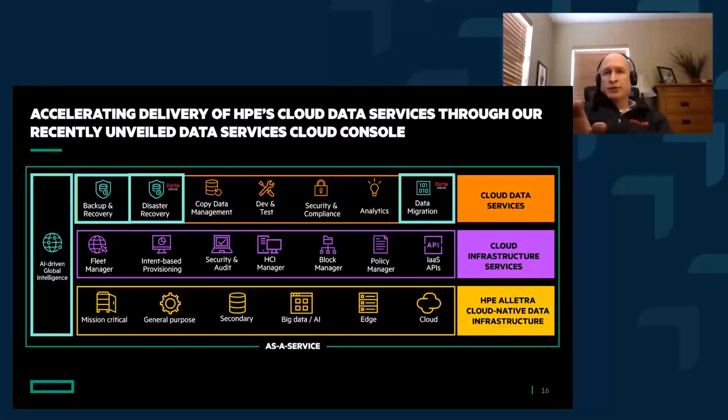So the infrastructure is on the bottom. Then we need infrastructure services to run on top of that. That's a fleet manager. You need security and audit, HCI manager, block manager, all those low-level services. And finally on top of that are the cloud data services, like I've mentioned. You can see backup and recovery, those green blocks. Backup and recovery has already launched; that product launched late last year. And then Zerto is going to come in. You can see the Zerto logos for disaster recovery and data migration. And like I said, that product will launch this year.